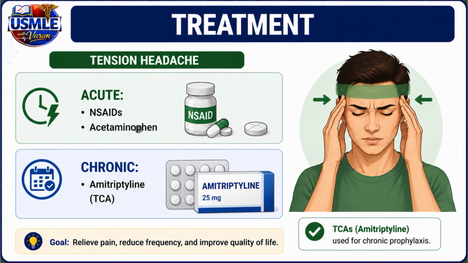Acute episodes are treated with simple analgesics like non-steroidal anti-inflammatory drugs or acetaminophen, whereas chronic cases are managed with TCAs like amitriptyline. So the TCA amitriptyline is used for chronic prophylaxis of tension type headache.